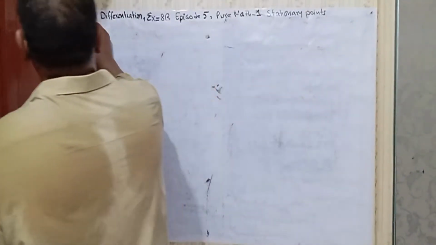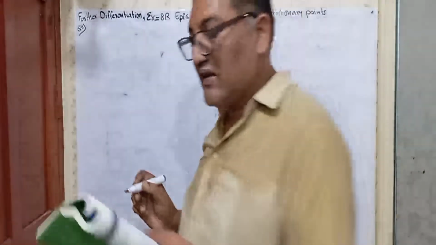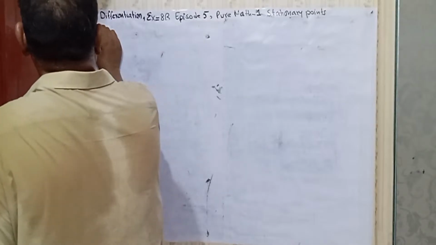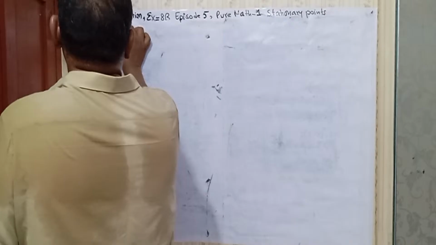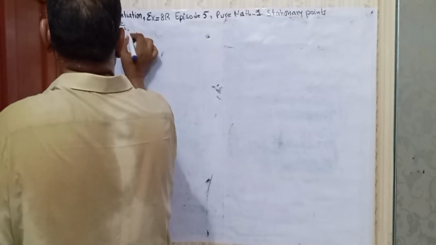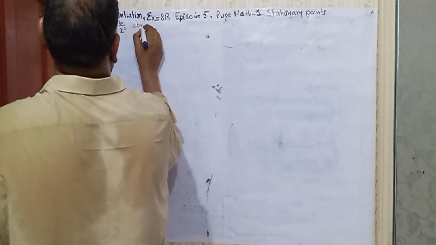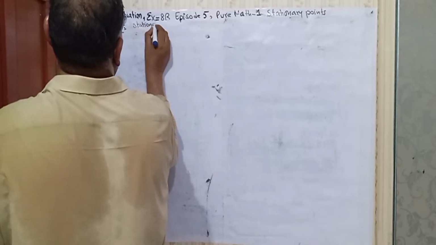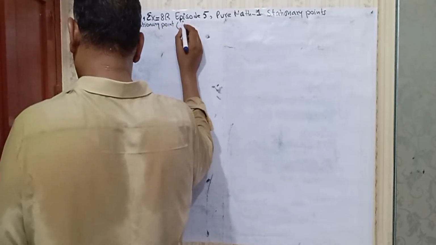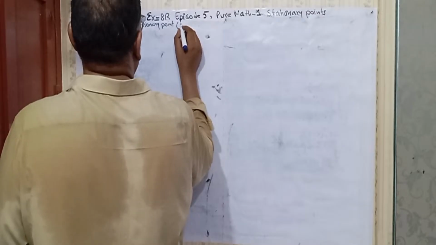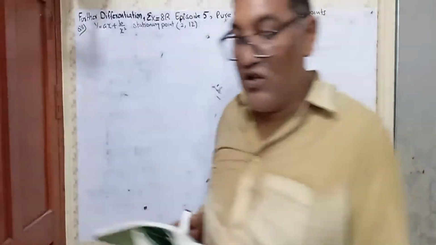Here it says, question number 11: y equals (ax plus b) divided by x squared has a stationary point. The stationary point is given. The stationary point is at (2, 12). Find the values of a and b.